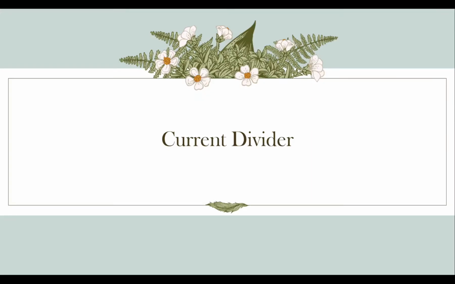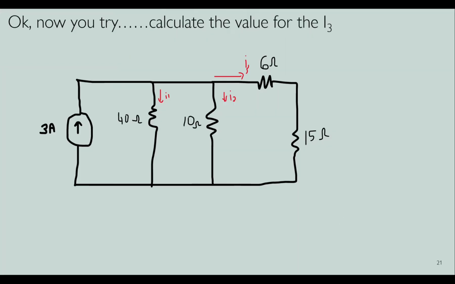Current divider example 1. Calculate the value for I3 for this circuit. It's given that I naught is equal to 3 ampere. I naught is equal to I1 plus I2 plus I3.